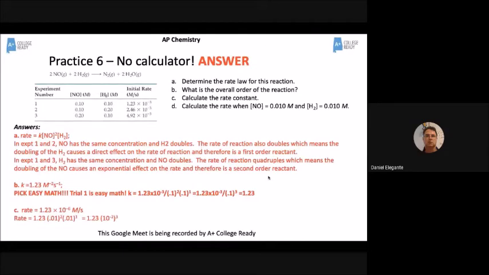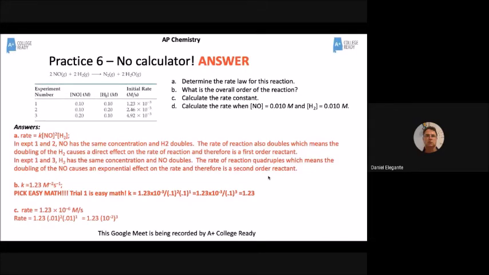Now, how would you find K? Well, to find K, you take your rate law, whatever it is, and you plug in one trial. Now, a tip for the AP exam: what if you got the rate law wrong? What if you got that they're both first order? Well, you wouldn't get that point, and that's okay.